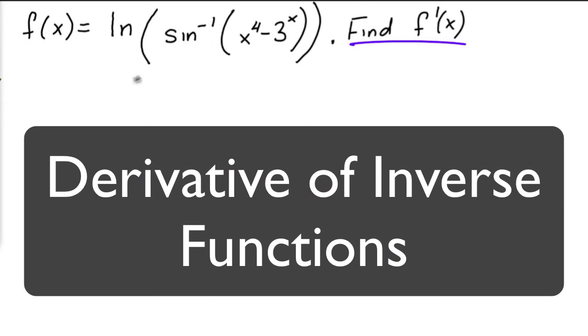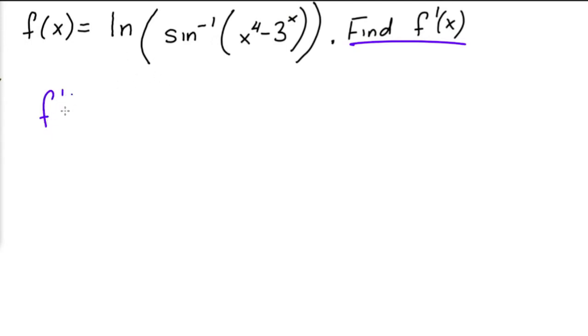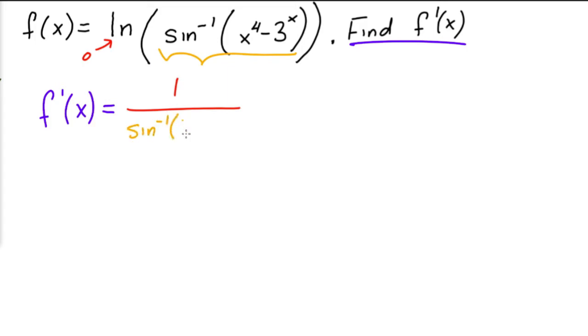Okay, so here we have another chain rule situation. To get the derivative of this guy, we've got the outside function, which is natural log, and then we've got the inside function, which is all of this stuff right here. So the derivative of the outside is 1 over, leave the inside alone, so inverse sine of x to the fourth minus 3 to the x is going to be left alone, and then times, then you have another chain rule.